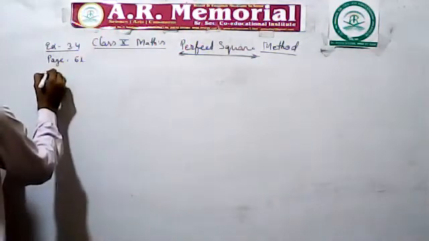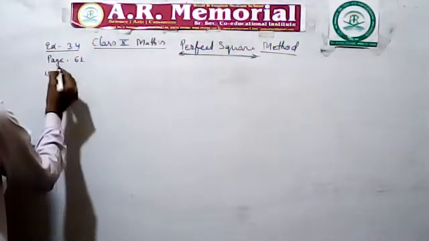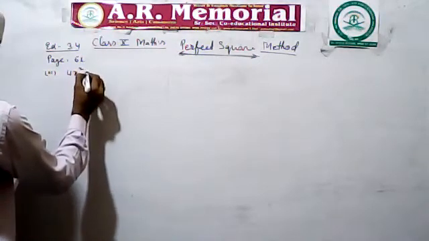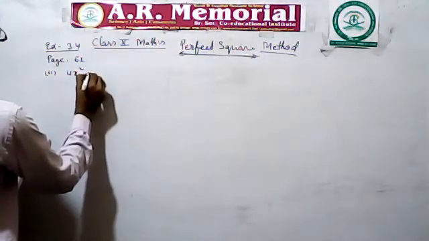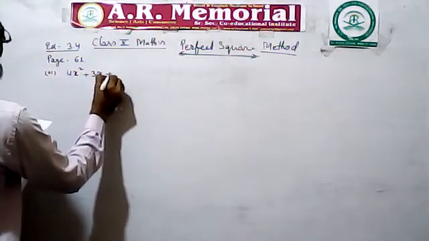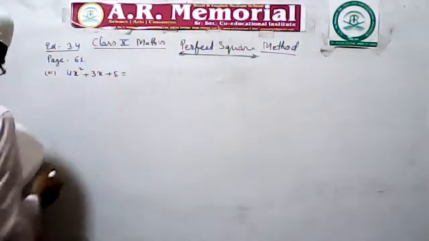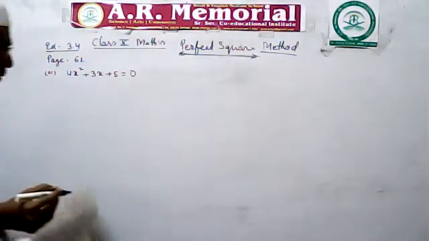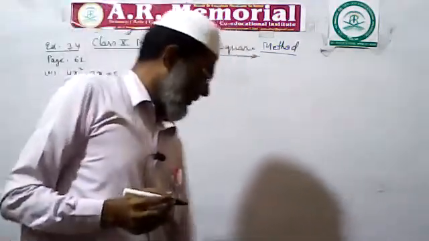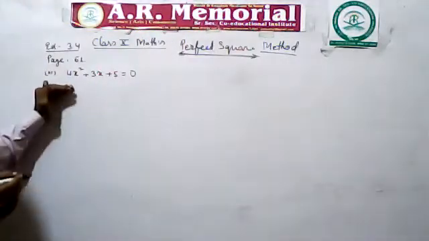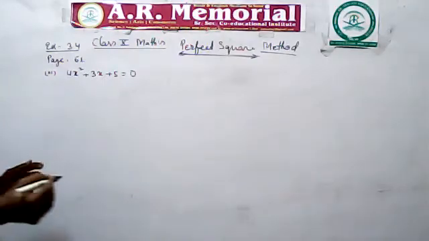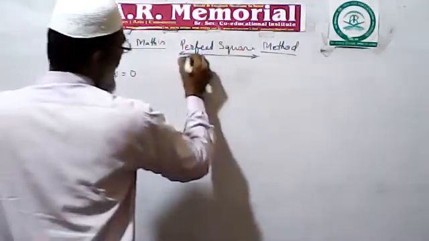Question number 3. Here the question is 4x square plus 3x plus 5 is equal to 0. I want to solve this quadratic equation, but I have a particular method, perfect squaring.